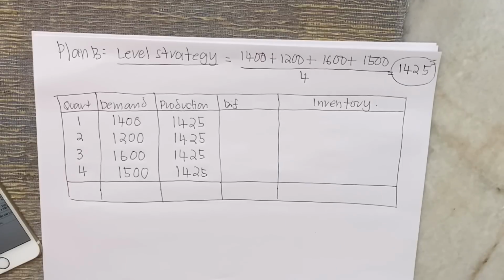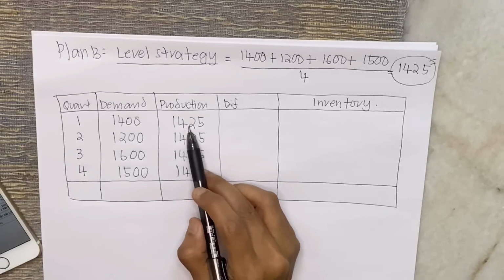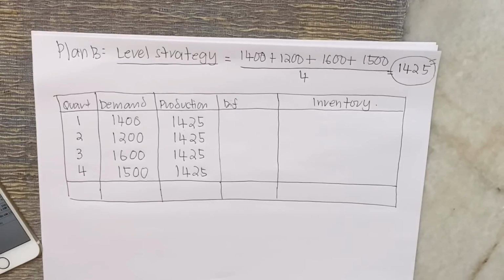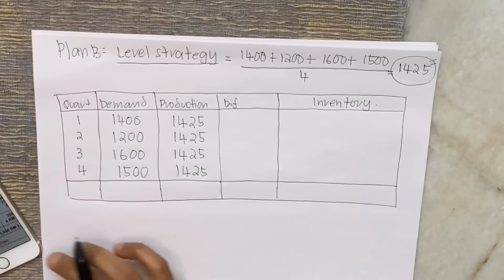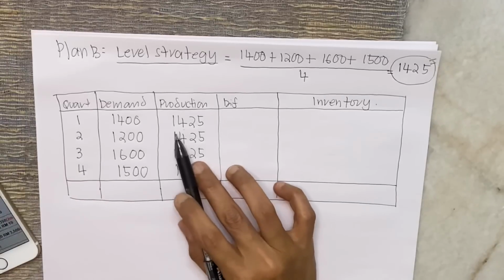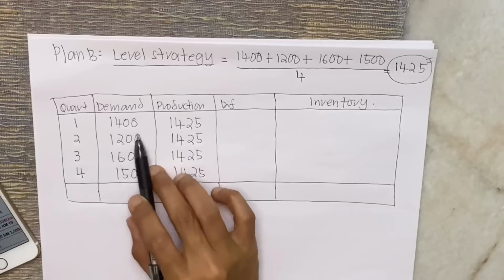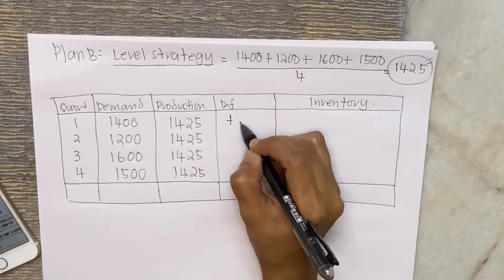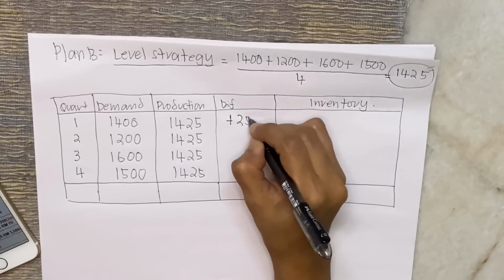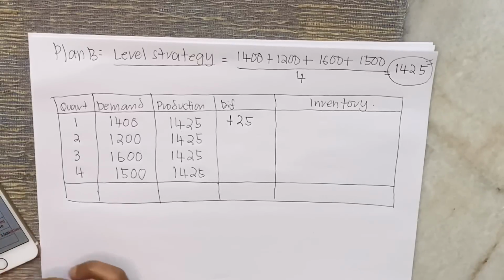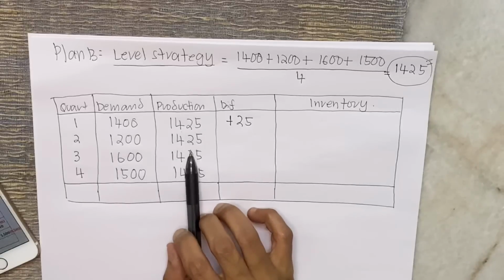Now we have to find the differences between the production and the demand. And remember, we are not going to utilize any data from the previous output in the level strategy. It is going to be utilized only in the chase strategy. So what is the difference, class? 1425 minus 1400, we got positive how much? 25.